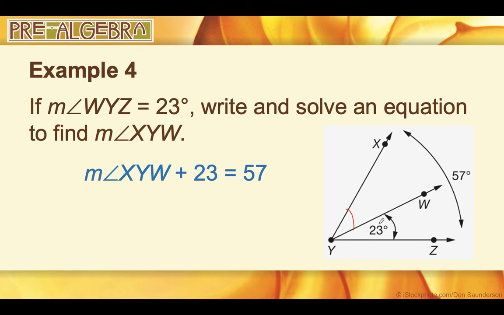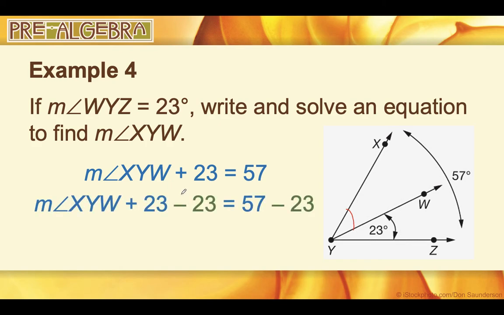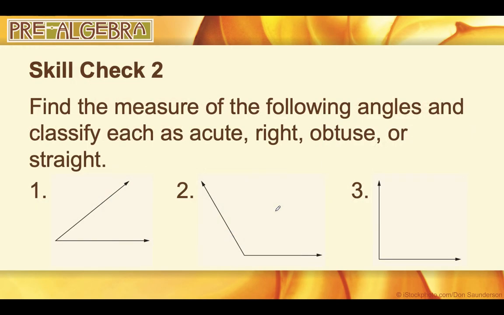Well, we know that both of these angles added together will be 57 degrees. How can I find angle measurement XYW by itself? Opposite operation is to subtract 23 from both sides. My measurement is 34 degrees. Why don't you classify each of these just out loud real quick?